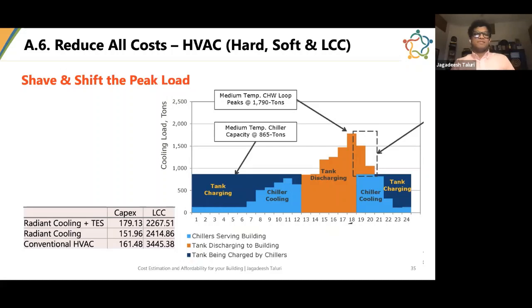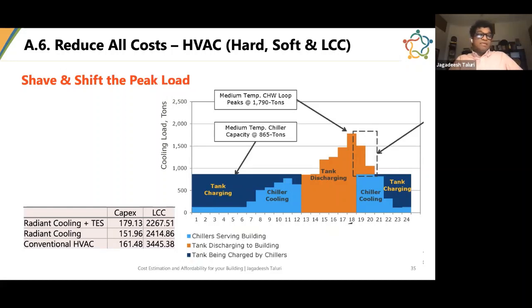We'll be buying a smaller 865-ton chiller, and we'll be running it through at 100% capacity while we recharge the thermal storage tank. So that is going to give me the benefit of not using the chillers. I'll be able to withdraw the cooling from my thermal storage tank during the daytime when I have a much higher requirement, and manage my peak.